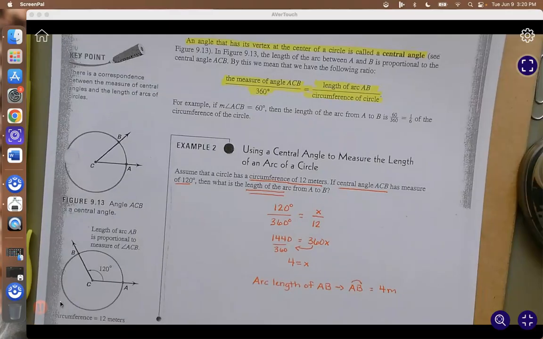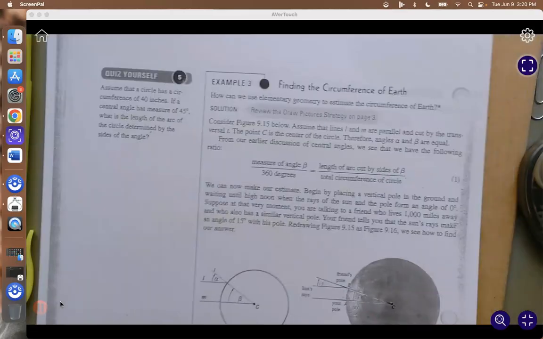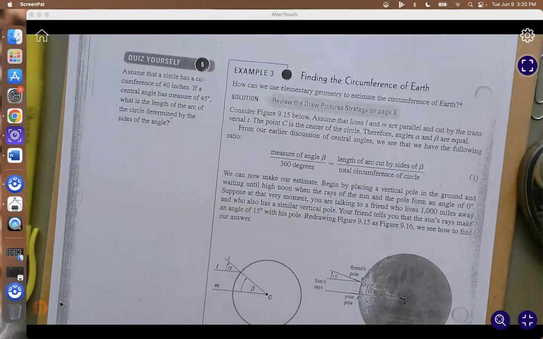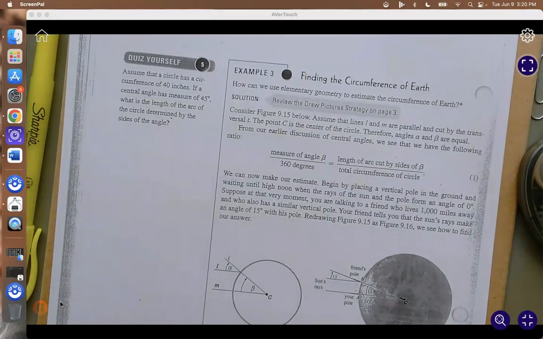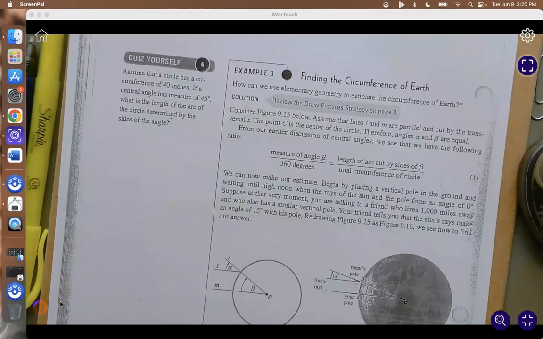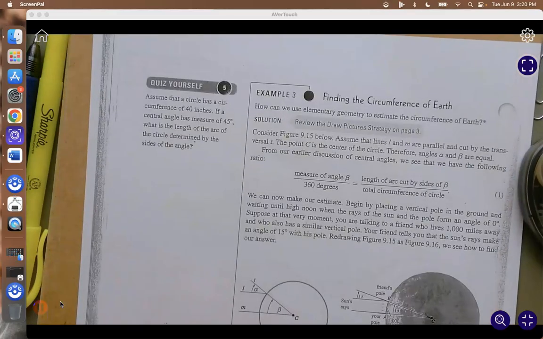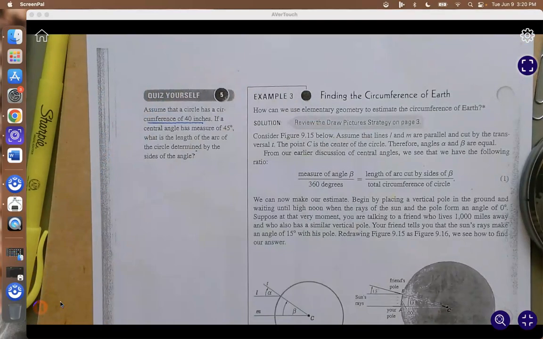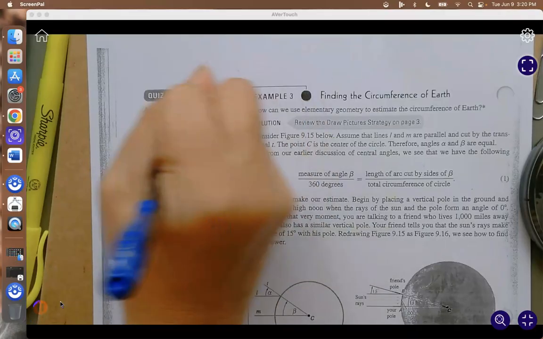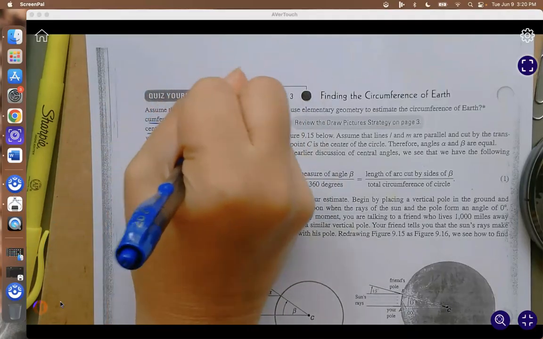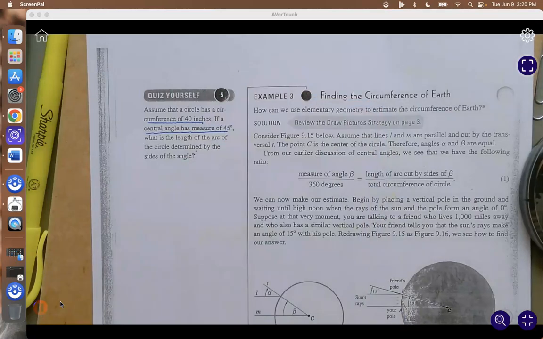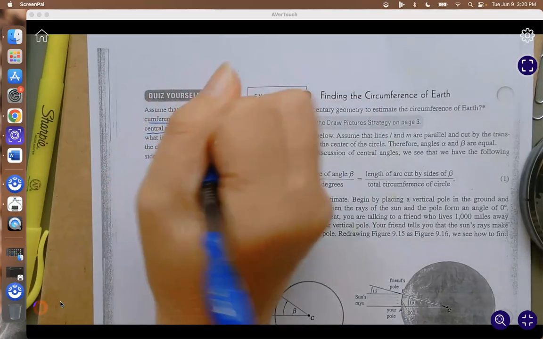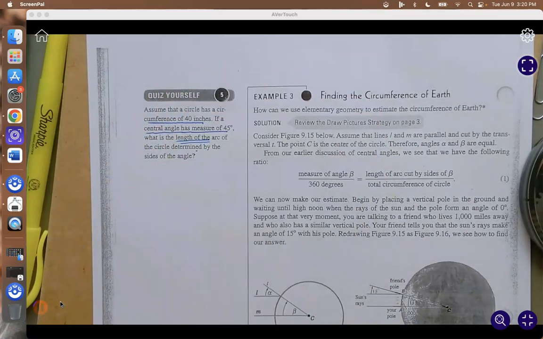Now, we can use this to solve some meaningful problems. So let's do this last example here. Let's do the quiz yourself first. Assume that a circle has a circumference of 40. So that's the whole distance around the circle. Central angle has a measure of 45 degrees. So that's the part. What's the length of the arc determined by the sides of the angle?